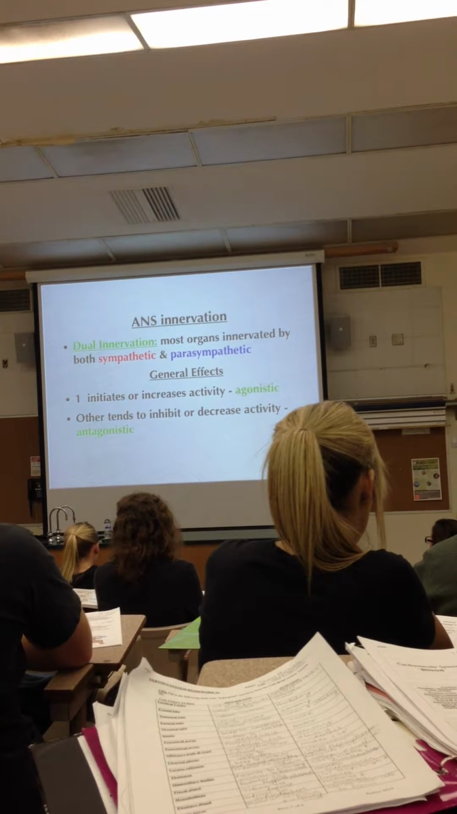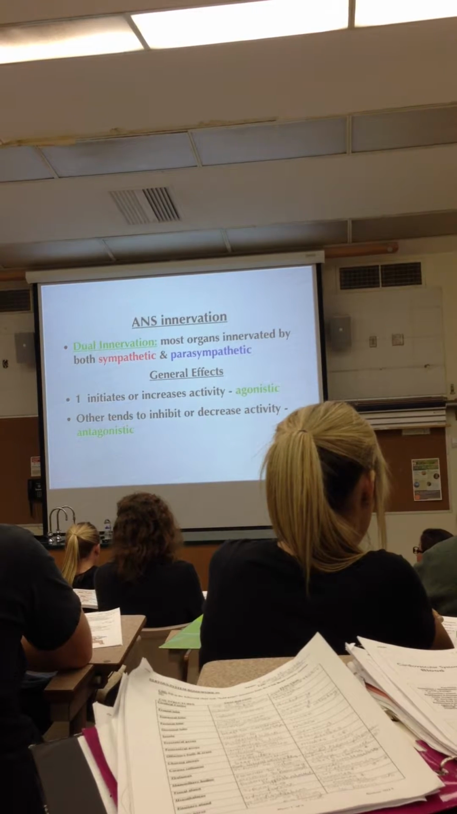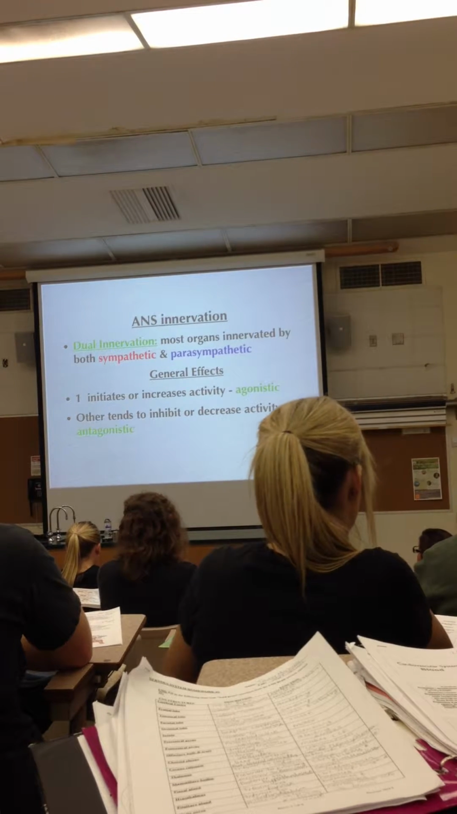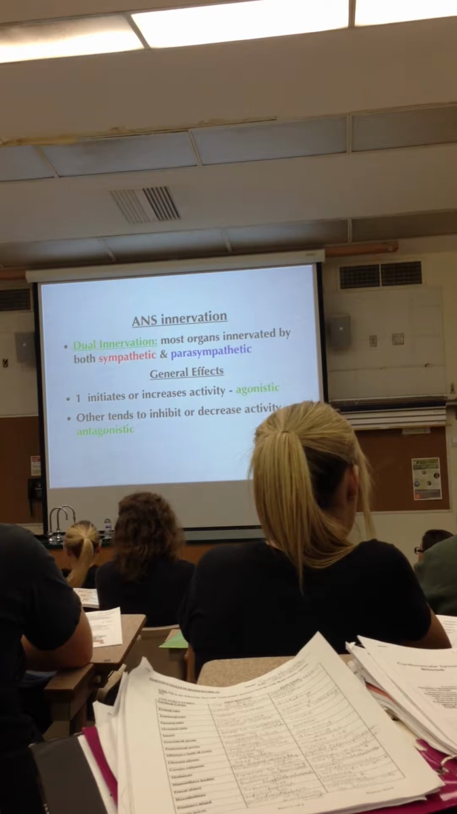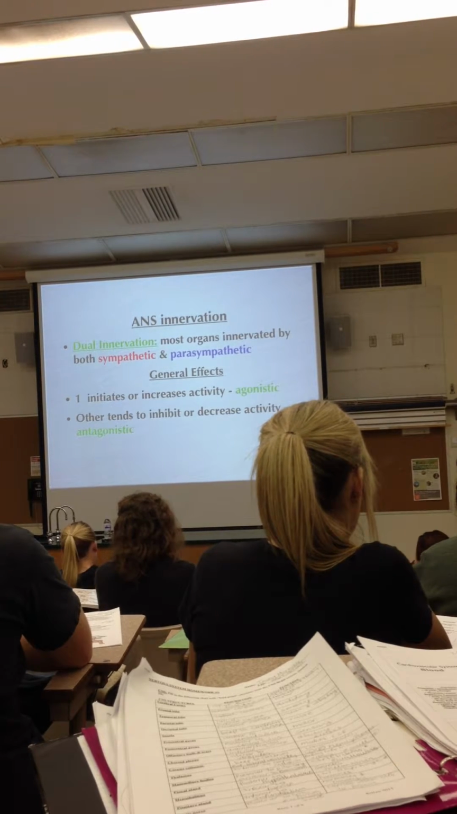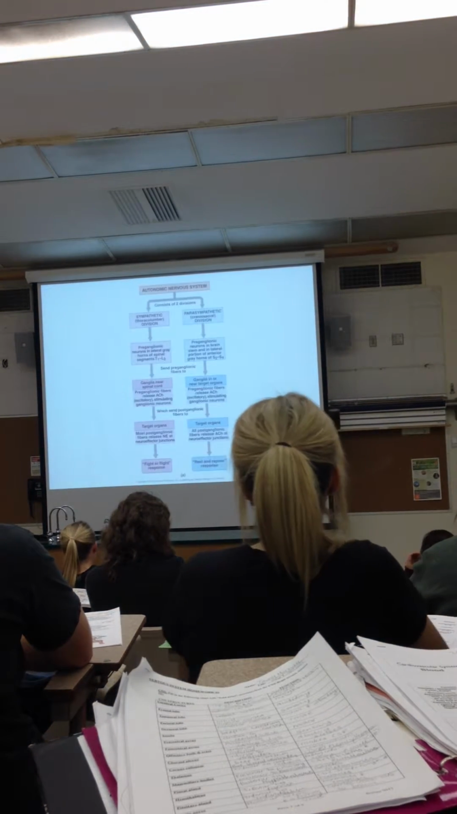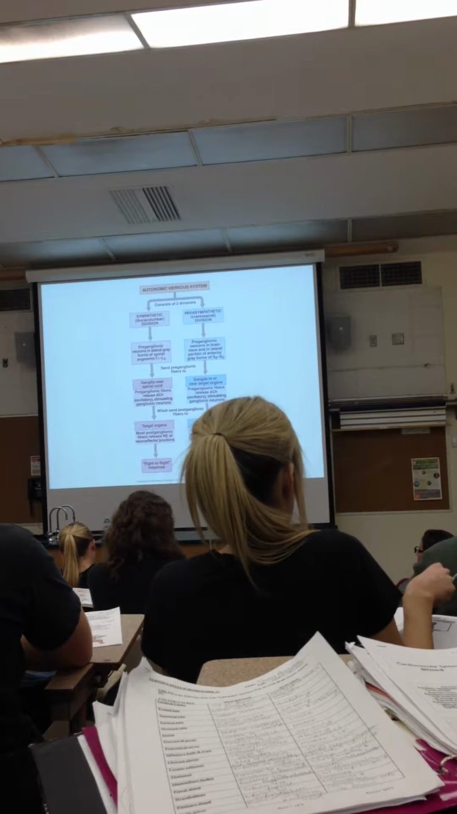Now, if something happened, if somebody ran in here and yelled fire, and we had to get out of here real quick, what's going to happen to your heart rate? It's going to go up. So you're going to have sympathetic input, you'll see. Okay. So, understand that concept, dual innervation.